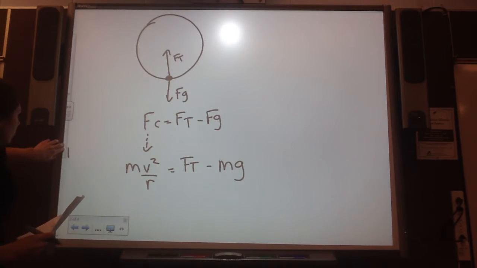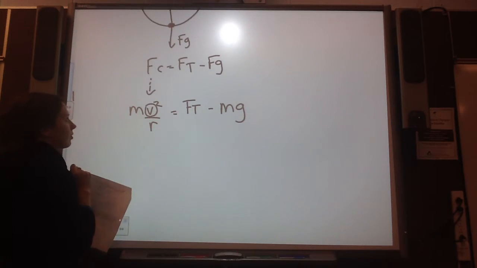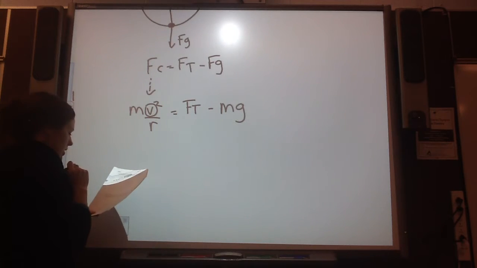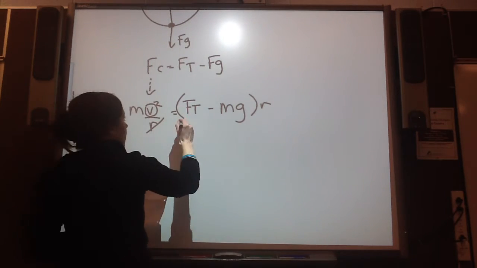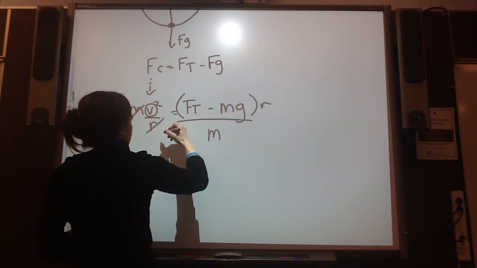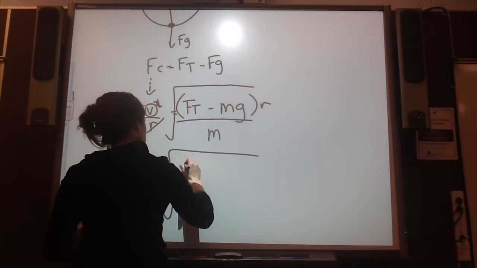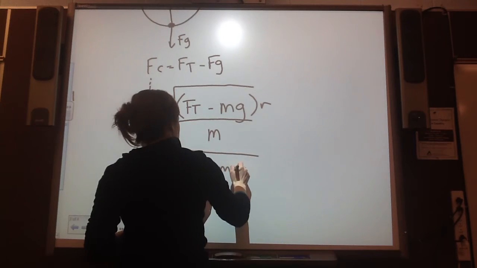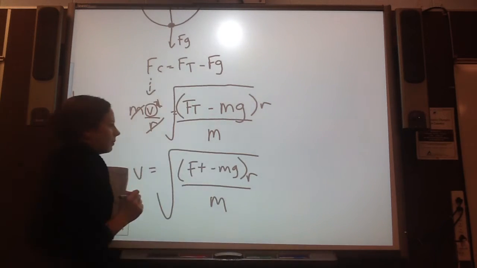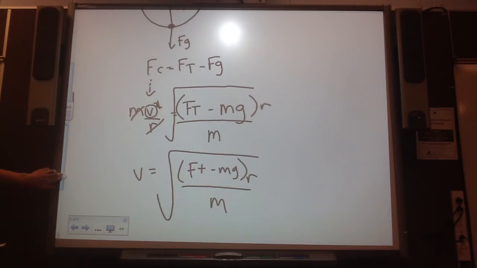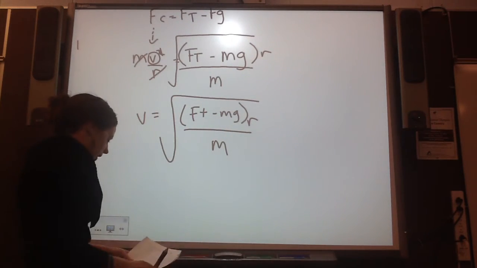Okay, now I'm going to solve for speed. So I want my v to be all by itself. Right now, v is divided by r, so I'm going to multiply everything by r. And then divide everything by m. And then square root it. So now I have v is equal to the square root of Ft minus mg divided by m, all times by r. Do you multiply by r first? Yeah, so multiply your top fraction by r.